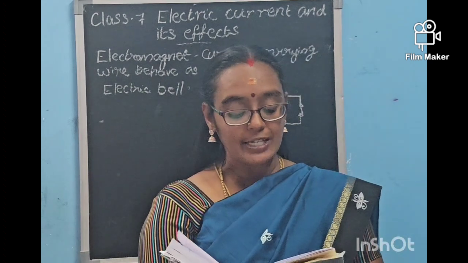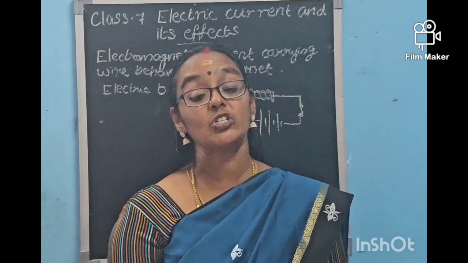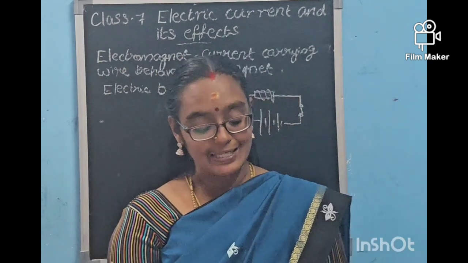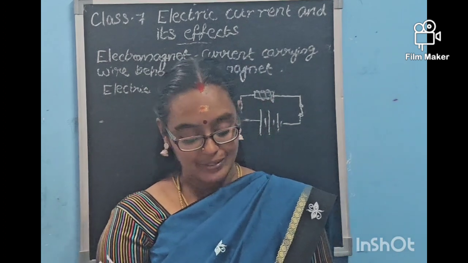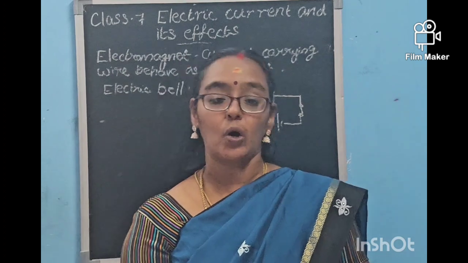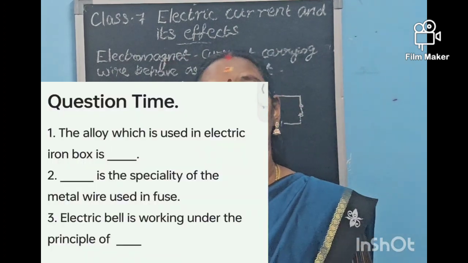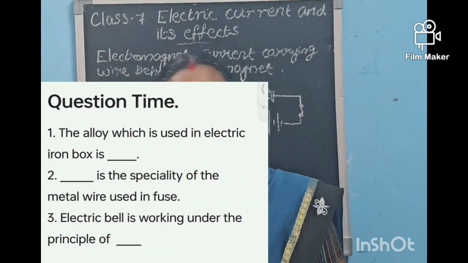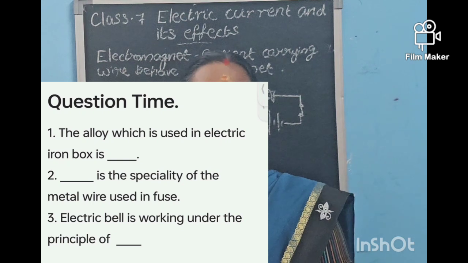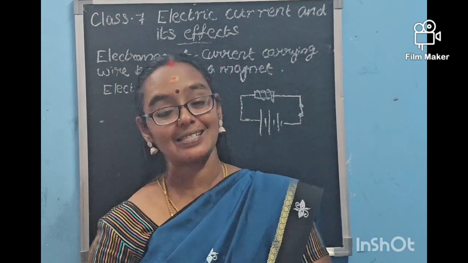The alloy which is used in an electric iron box is dash. Second, in a fuse, the metal wire has the speciality of dash. What is the speciality of the metal wire which is used in a fuse? Third, the electric bell works on the principle of dash. On what principle is the electric bell working? These are the three questions.